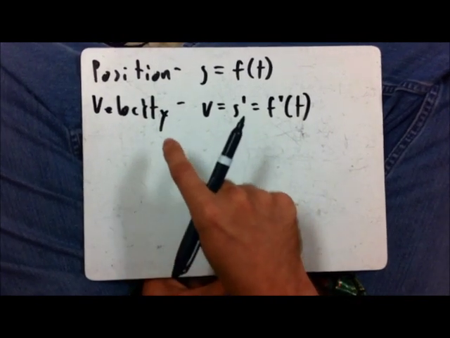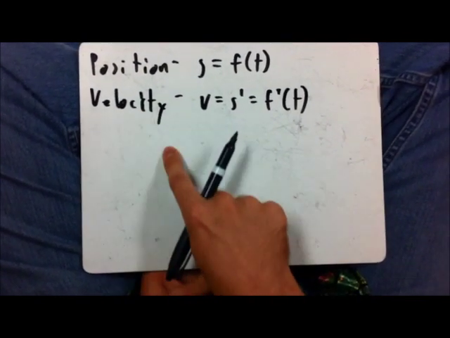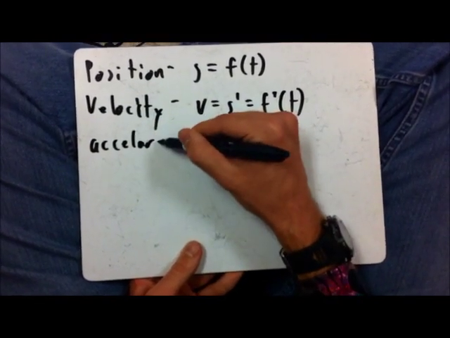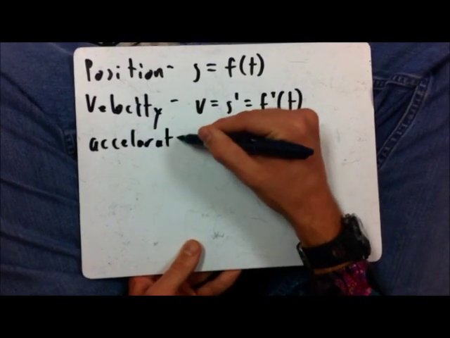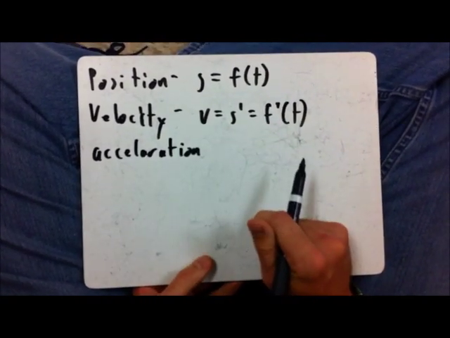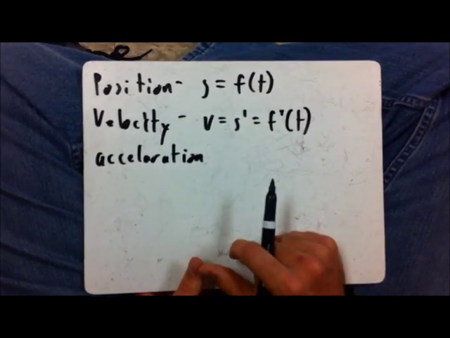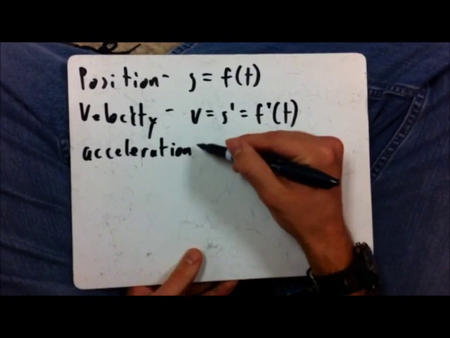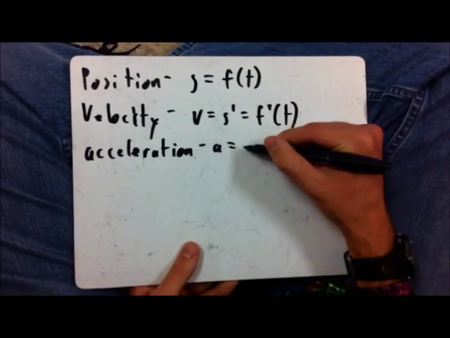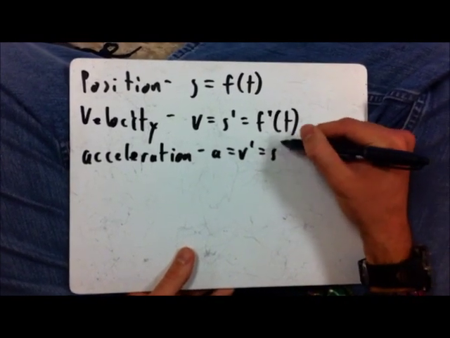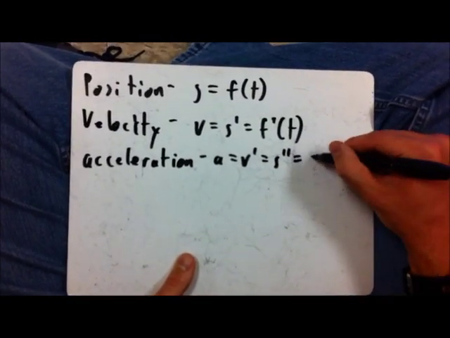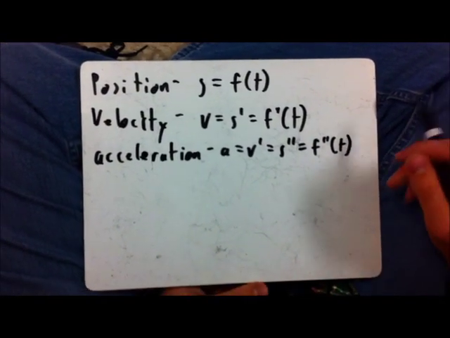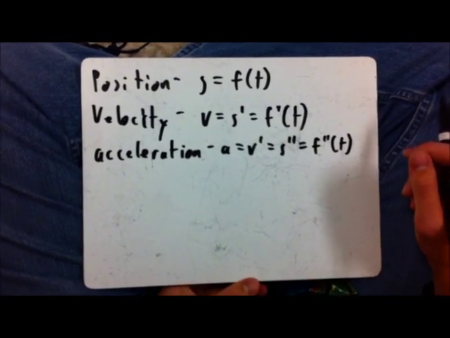And in addition to velocity, you have acceleration. And acceleration is to velocity what velocity is to position. Is that spelled right? This isn't English. That's good enough. And so the acceleration is v prime or s double prime or f double prime of t. And above acceleration you have other things like jerk, but those don't matter right now.